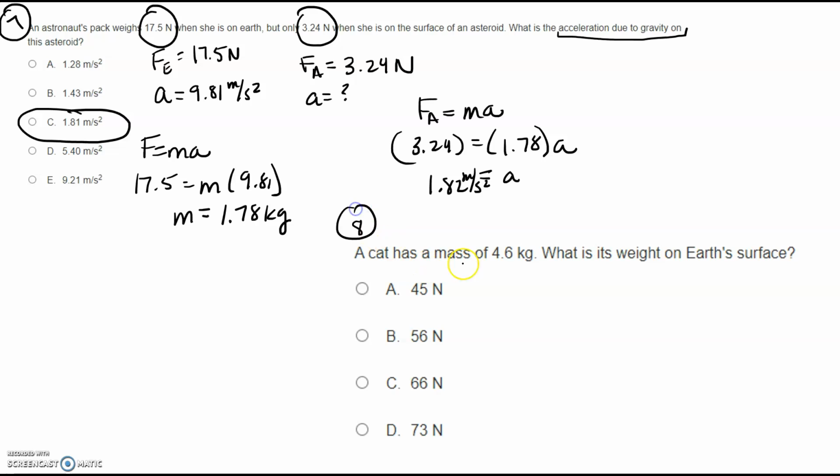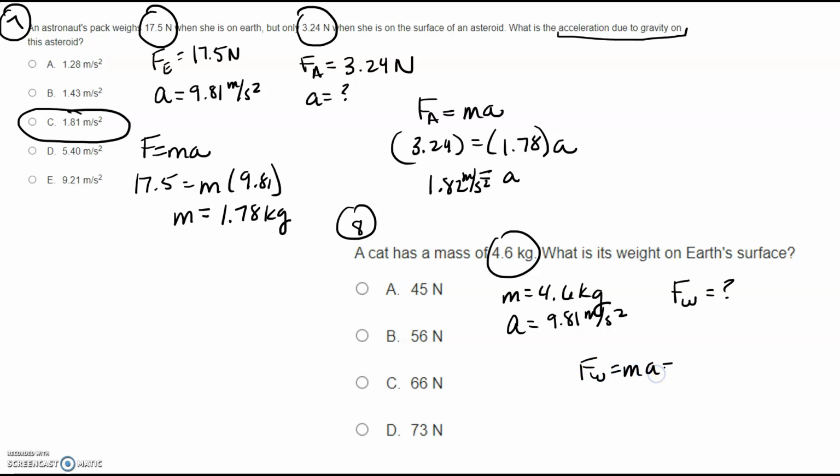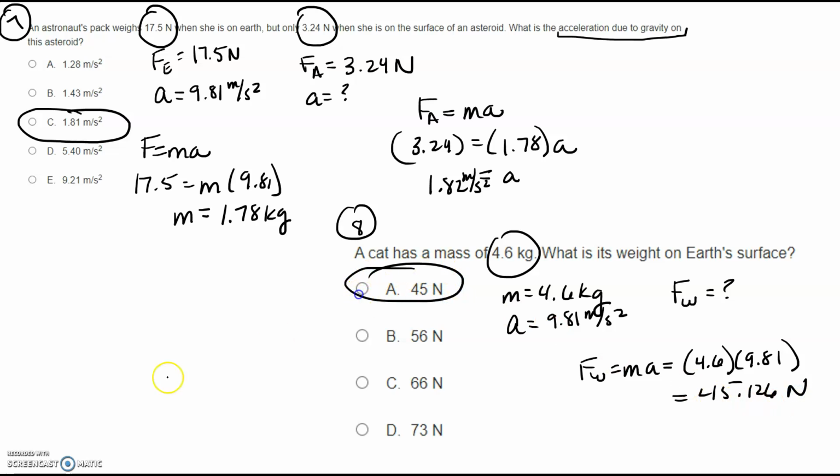Okay, number 8. A cat has a mass of 4.6 kilograms. What is its weight on Earth? So I know that the acceleration on Earth is 9.81, so the force of weight is going to be mass times acceleration, which is 4.6 times 9.81, which is 46.126 newtons, or 45, I'm sorry, and that's that.